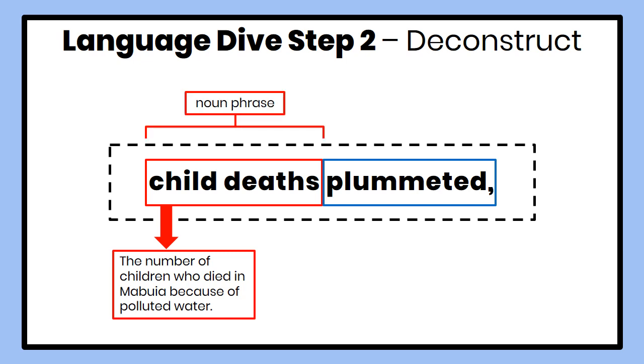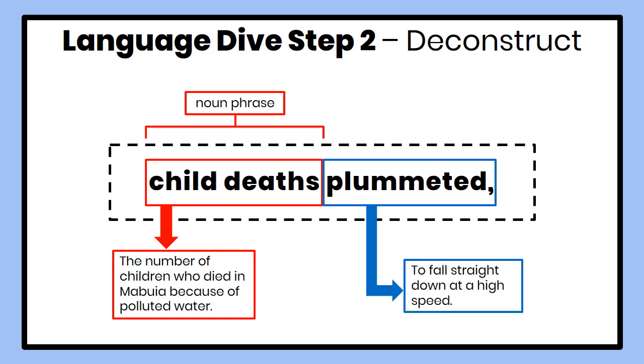This is a noun phrase. Let's look at the next chunk, plummeted. Plummeted literally means to fall straight down at a high speed. Here, the author uses plummeted in a figurative way to help us realize that an extremely large number of children died in Mabuya before the water solution was implemented, and that there were significantly fewer children dying after the water solution.